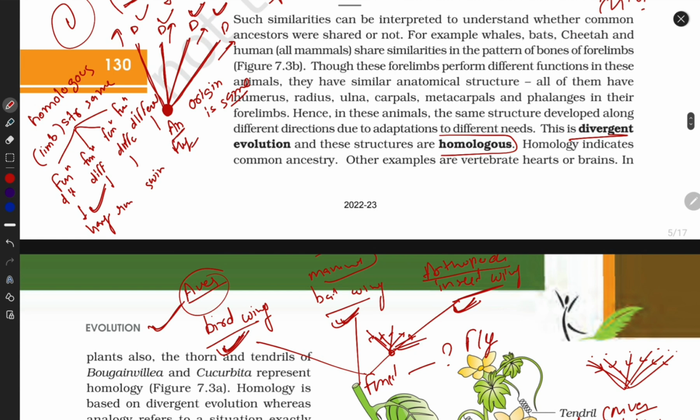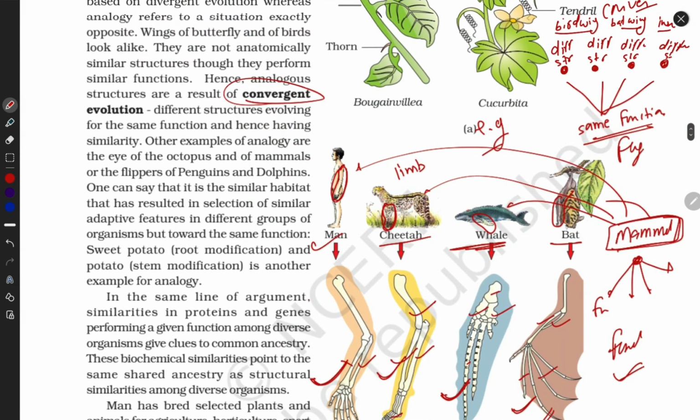Here in divergent, their limb structure, all of these limb structures, is the same. Radius, ulna, metacarpus, carpus. But their function is different. Some use it for running, swimming, flying, hanging something.